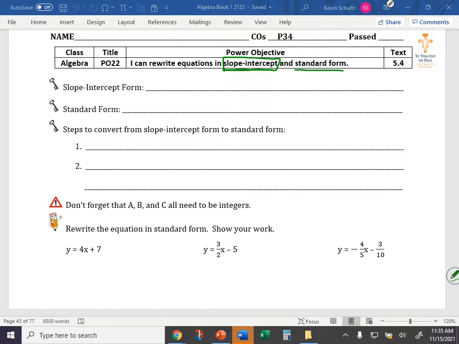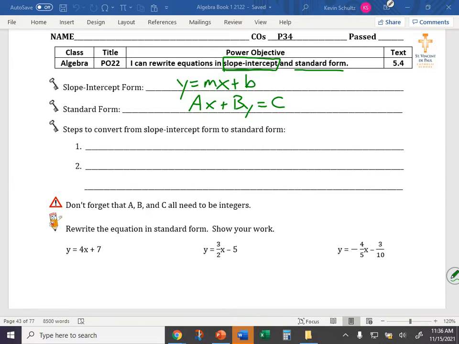So slope-intercept form. What is slope-intercept form? Maggie, what is slope-intercept form? Y equals mx plus b. Okay. Standard form, if you recall from last year, looks like this: Ax plus By equals C. Does that ring a bell? Ax plus By equals C. Well, if not, then here we go.